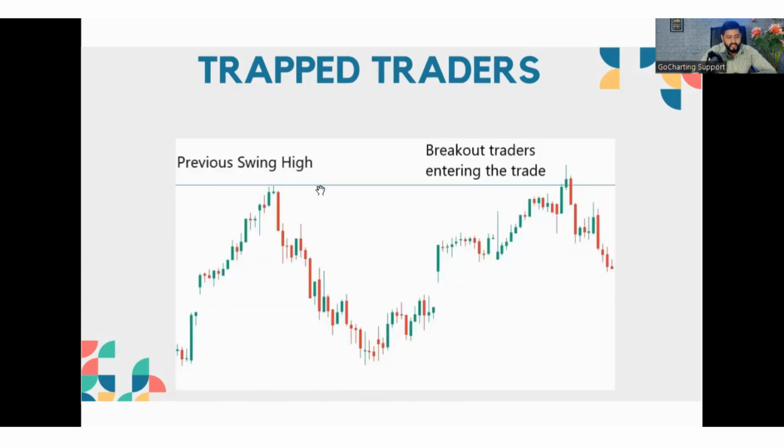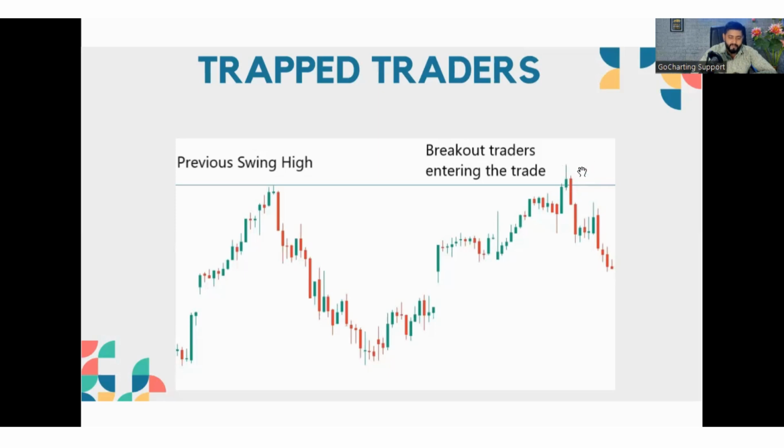This is the previous swing high. Now you see the price has just moved above this previous swing high level. Many breakout traders are going to enter this trade, anticipating that this is a breakout. And what is going to happen? The price has started coming down. Suppose a person has bought at this level and the price is coming down, what will happen to him? His stop loss will be hit. So now he is turning into a seller. The sellers are coming and the market has come downside. So these are the trapped traders present over there.